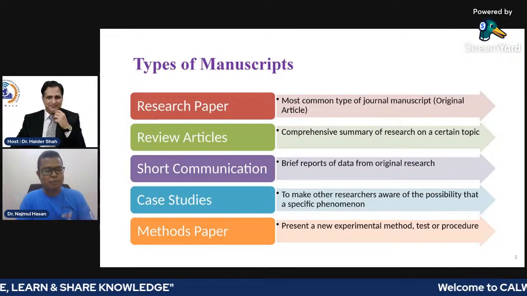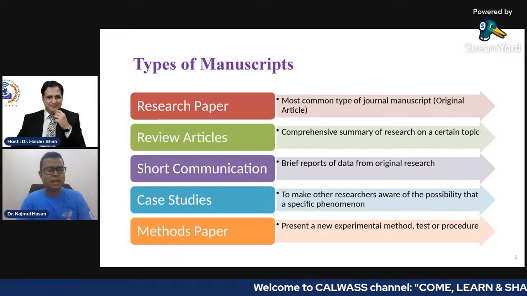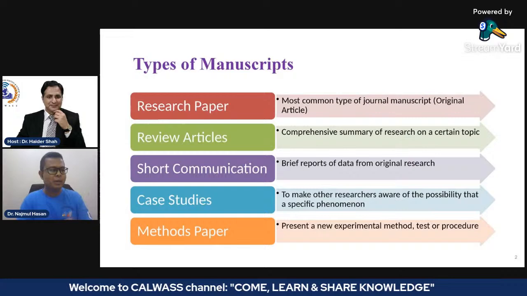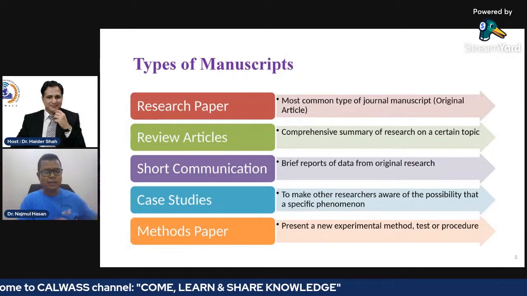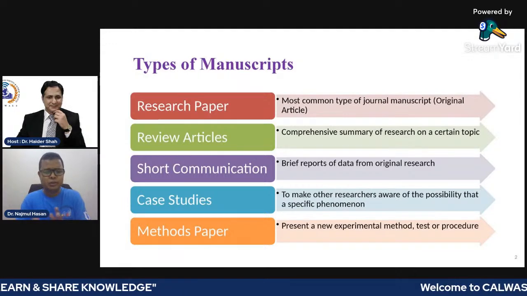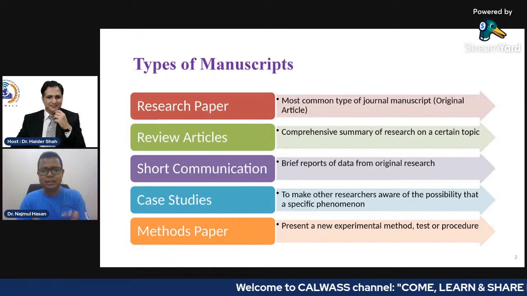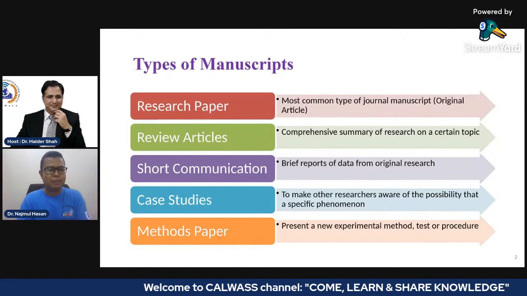Normally, we have five types of manuscript, right? Number one is the research paper, then the review paper. Review paper normally means a systematic literature review or literature review paper. And in some cases, short communication, case study, and method paper. Today we are talking about the research paper, which is mostly known as the journal manuscript.